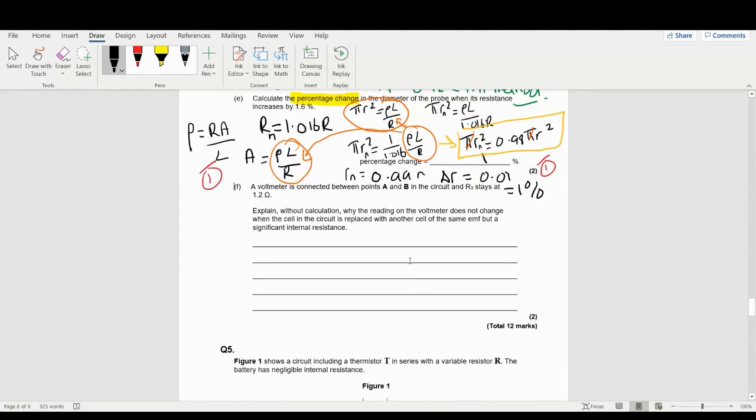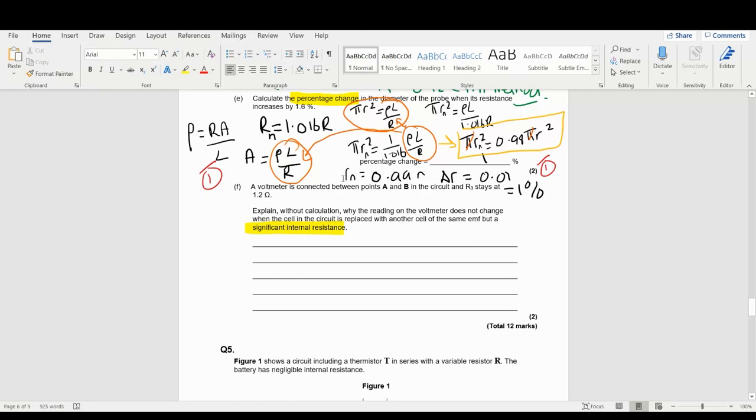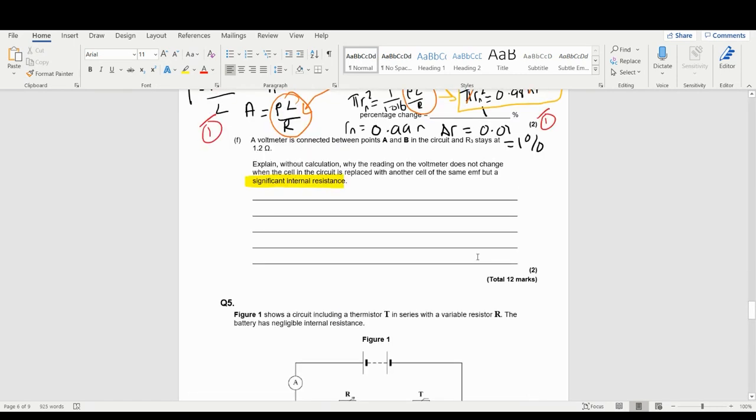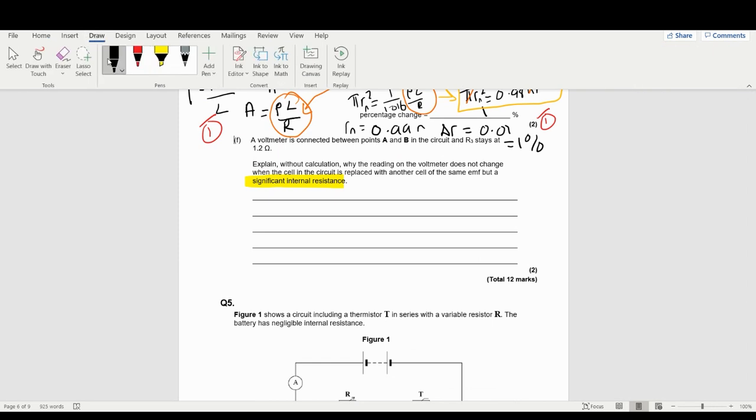And this question is asking, a voltmeter is connected to A and B, and R3 stays at 1.2 ohms. Explain, without calculation, why the reading of the voltmeter does not change when the cell of the circuit is replaced with one of significant internal resistance. So what it's explaining, and you might understand a little bit more about this now, is that if there was another resistor here, everything about this section stays exactly the same, but I'm going to put another little resistor in the circuit. So the circuit would look like this.